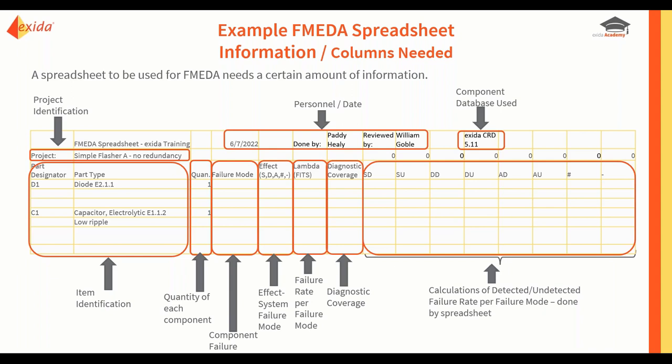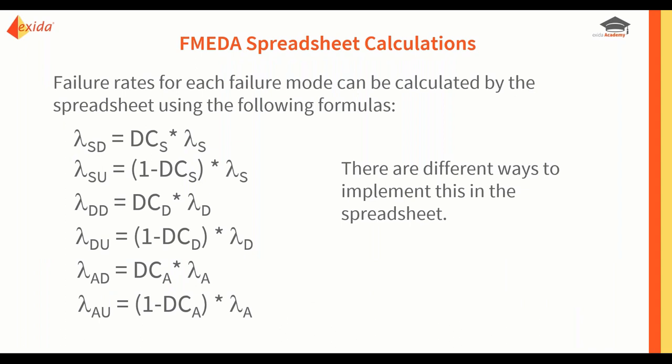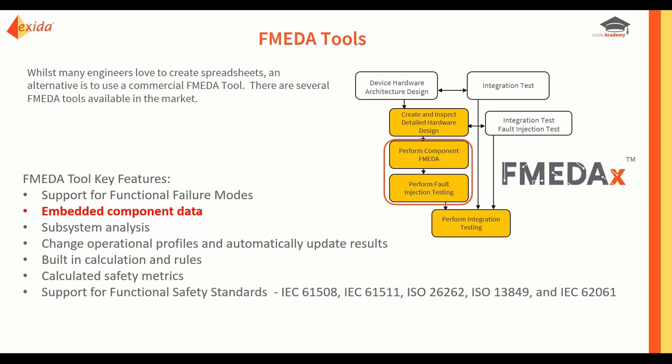Just to mention, I suppose an advantage of using a spreadsheet is that some of those columns could be pre-populated with the formulas. So once you enter in the metrics from your database, it automatically populates the appropriate column as you move along your analysis. So I suppose some key things to look for in an FMEDA tool, whatever that happens to be, because sometimes spreadsheets can be quite laborious.